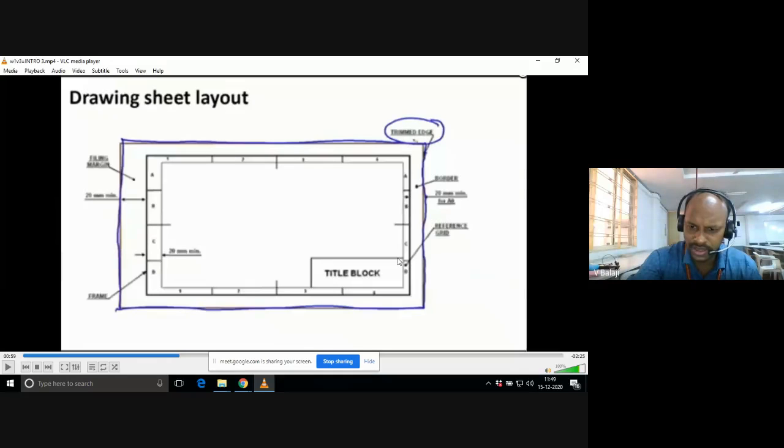There is a title block. Again, there is a standard for the title block: length should be something, and width of the title block should be something. We will see later. And there are border lines, and there are A, B, C, D alphabets here, 1, 2, 3, 4 numerical values here, and there are some markings at the center of the drawing sheet, like this.